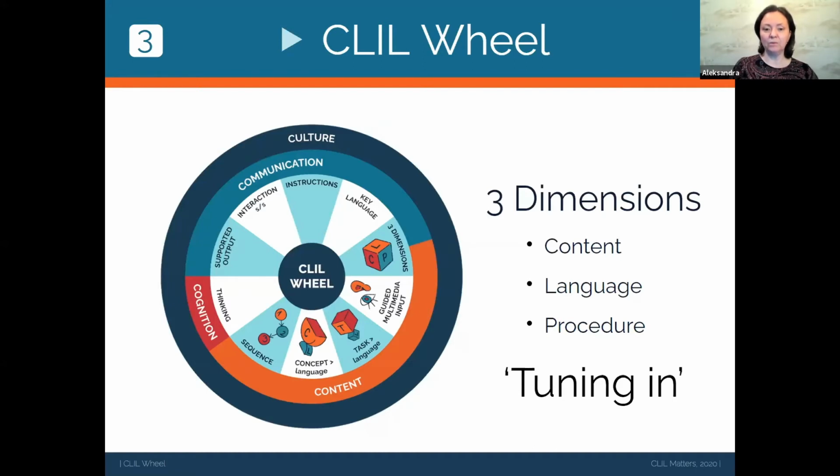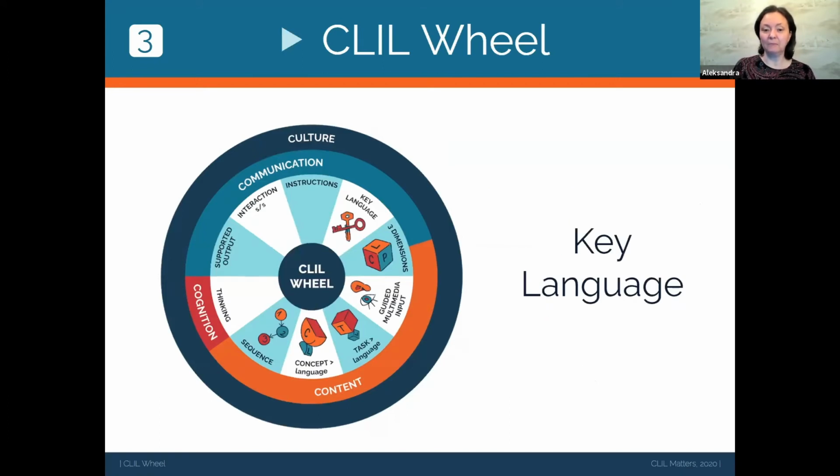Okay, and now I would like us to move into this C for communication. And this is going to be a little bit more obvious for language teachers, but this is something that subject teachers may struggle with. Key language, what to do with this key language. Key language meaning what? Meaning vocabulary, but also grammar structures or specific functions.